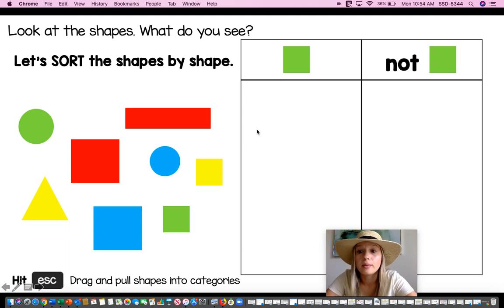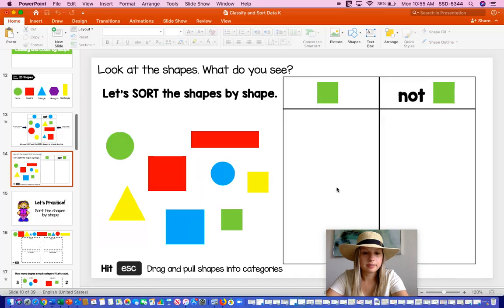Look at our table over here. We're not doing circles anymore. This time we're sorting by square. So all the squares are going to go on this side. This says not a square. So all the shapes that are not squares are going to go on this side. All right, let's sort. You can watch Miss Paulina do it.